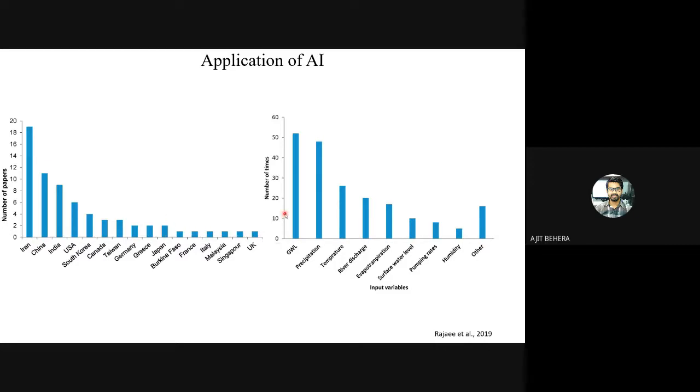So what are the different input parameters we use? That is groundwater level, precipitation, that is rainfall, temperature, river discharge, evapotranspiration, surface water level, pumping rate, humidity, and so on. All these parameters we basically need to predict or forecast the groundwater level through artificial intelligence.